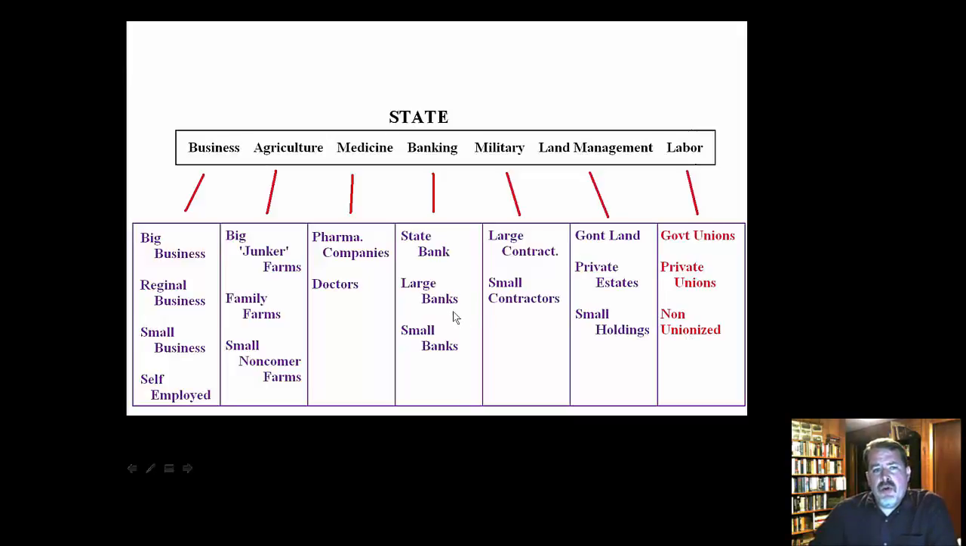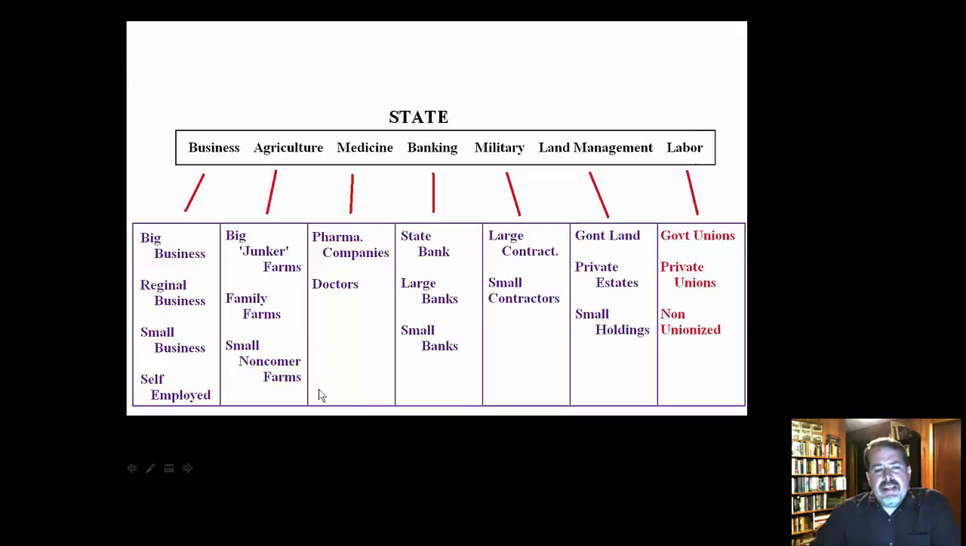You will also notice that at the top of each list, you see big corporations, corporate farms, large state government banks, large government unions. And at the bottom, self-employed, non-unionized, small holders, small banks, individual doctors. The reason why this is set up this way is on purpose.